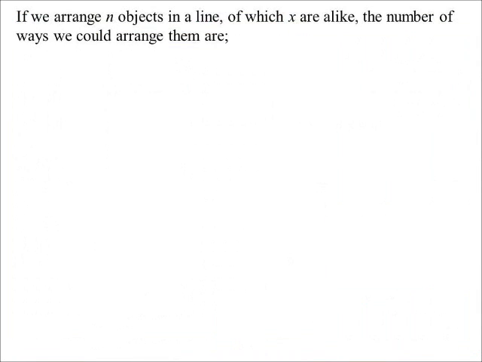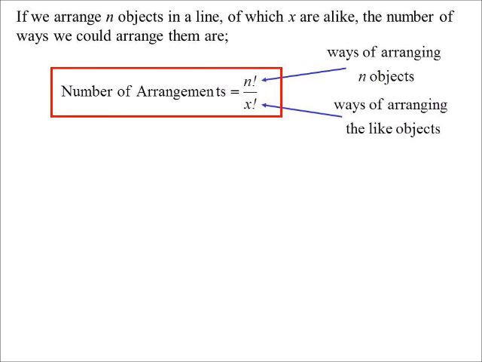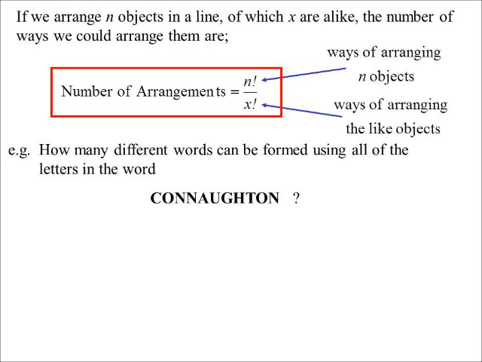If I've got n objects, x of them the same, the number of ways we can arrange them is n factorial, as if they were all different, divided by x factorial, the number of ways we could have arranged the objects that are the same if they were different. So with that in mind, how many different words, using all of the letters, of Connaughton, which is the surname of a student I once taught, and I thought that's a good name to use. Look at the repetition of letters in there.